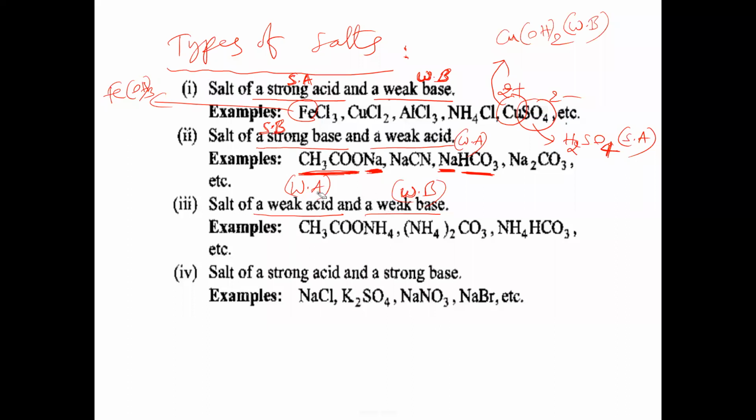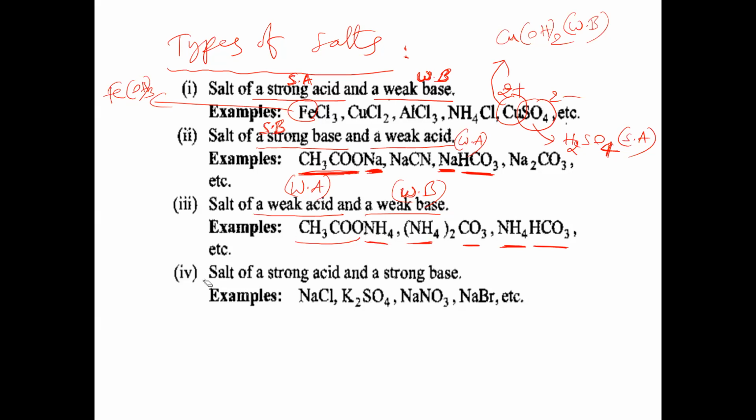So we are getting these salts from weak acids and weak bases. Here CH3COO minus from weak acid, NH4 plus from weak base. NH4 plus ions and CO3 minus 2, both from weak acid and weak base. NH4 plus from weak base, HCO3 minus from weak acid. So ammonium hydrogen carbonate, otherwise ammonium bicarbonate. And it is ammonium carbonate. Here, ammonium acetate.